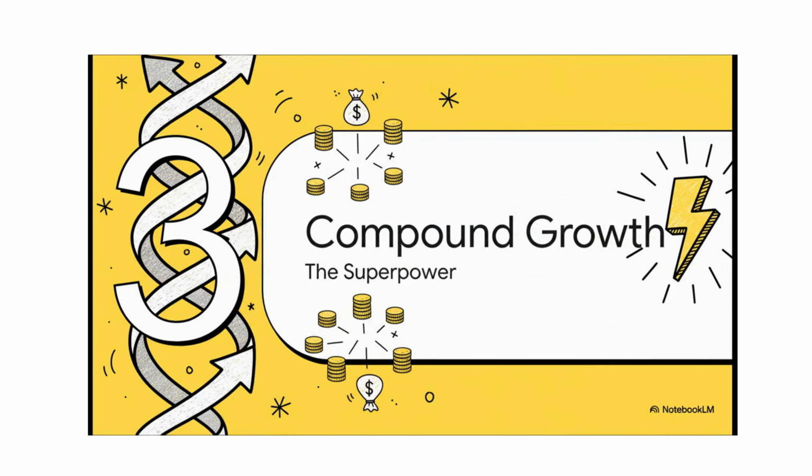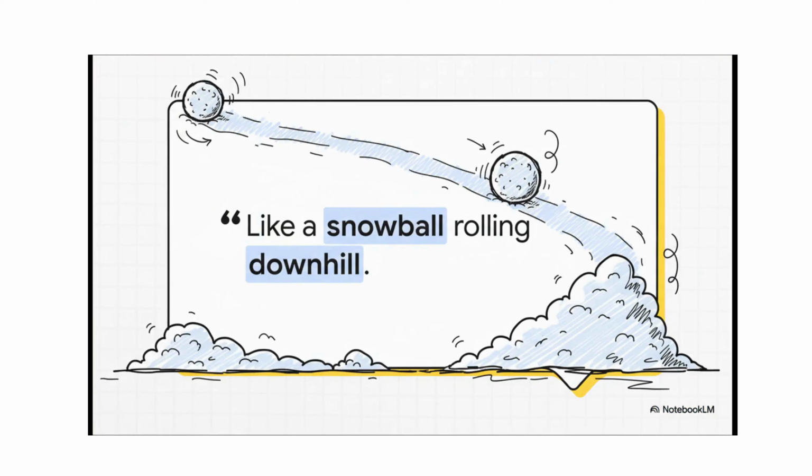But what if we could kick things up a notch? What if the interest you were earning could start making its own money? Well, this is where we unlock the true superpower of personal finance. The best way to picture this is to think of a small snowball at the top of a big, snowy hill. As it starts rolling, it picks up more snow, getting bigger and bigger. And the bigger it gets, the faster it grows. That, right there, is the magic of compounding.